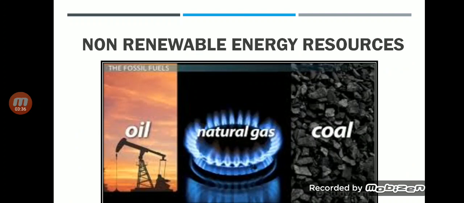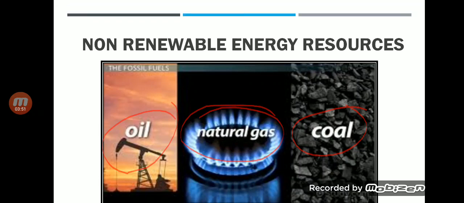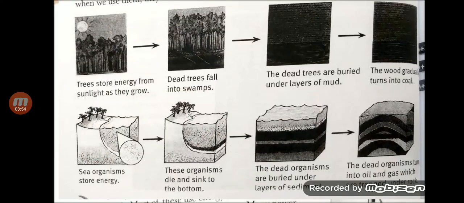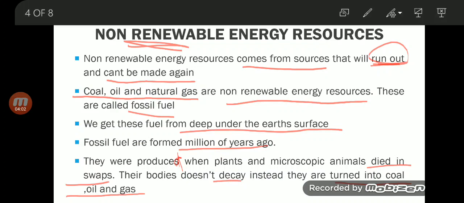First of all, these are non-renewable energy resources. Told you, oil, natural gas, coal. These are non-renewable energy resources and these are also called fossil fuels. Now, look at the last point. They were produced when plants and microscopic animals died in swamps.